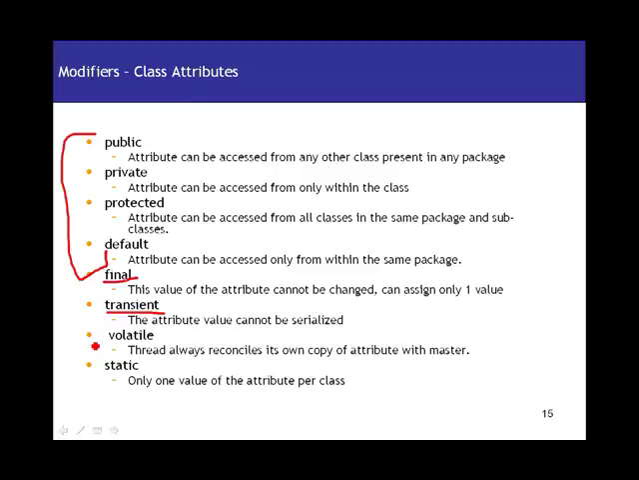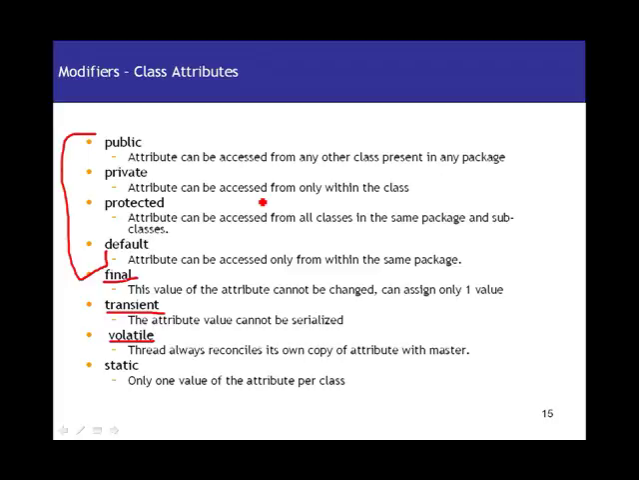Next thing, volatile. When you are working in a multi-threading environment, threads basically keep a private copy of all the shared variables, and they keep reconciling their private copy with the master copy of that variable all the time, right? So when you apply this volatile modifier to a class attribute, it would always reconcile its copy. You usually use this only with threads, right? When you have threads.